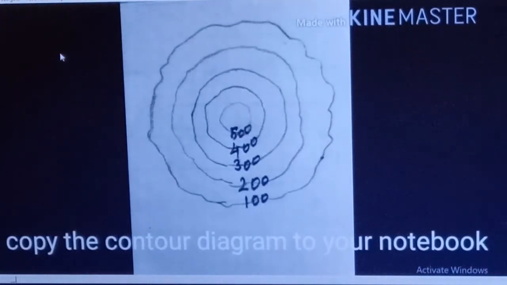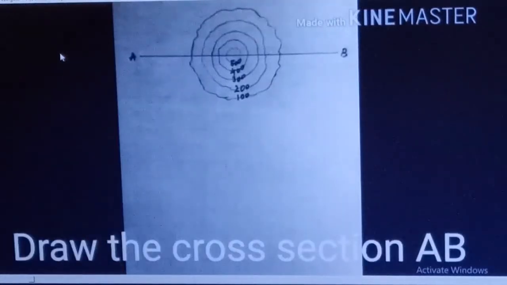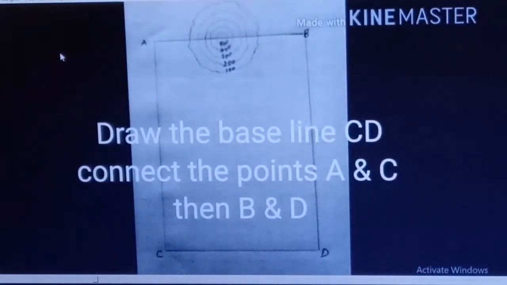So you will copy this in your notebook if you have it in front of you, otherwise do it later. Then second step, line AB is drawn, which is touching all the contours on both the sides, 500, 400, 300, 200 and 100. Then we draw two other lines, that is CD, A and C is joined and B and D is joined.